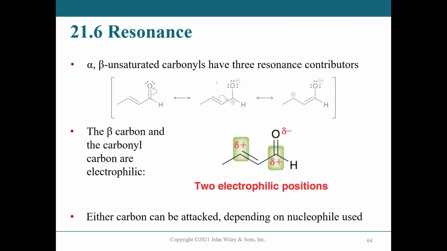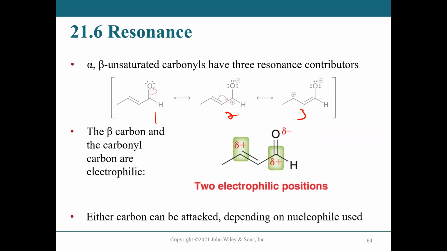They talk about this alpha beta unsaturated have 3 resonance contributors, and they show you the contributors right here, 1, 2, and 3. It says the beta carbon and the carbonyl carbon are electrophilic. That means they'll accept electrons. And you can see this on page 986 where it says 2 electrophilic positions. It says both of these positions are therefore subject to attack by a nucleophile, and the nature of the nucleophile determines which position is attacked.